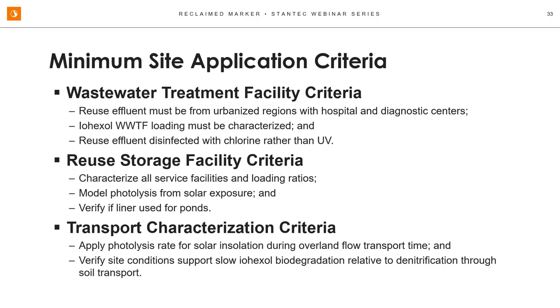And then if the reuse effluent is disinfected with UV rather than chlorine, because it's susceptible to photolysis, the UV process itself will dissipate a lot of the iohexol. It's actually being turned into degradates, but if you're just measuring iohexol, that parent compound is going to be greatly diminished. And so we found with UV facilities, unless you have extremely high levels to start out with, you might not be able to utilize this approach.